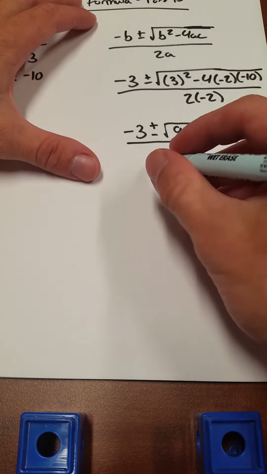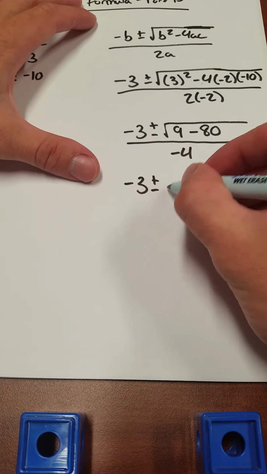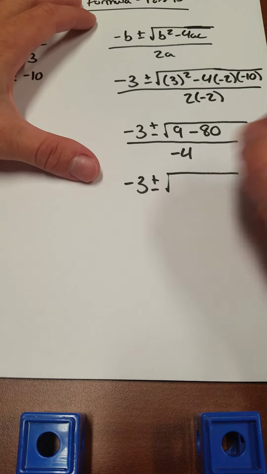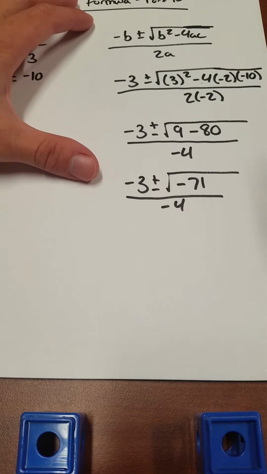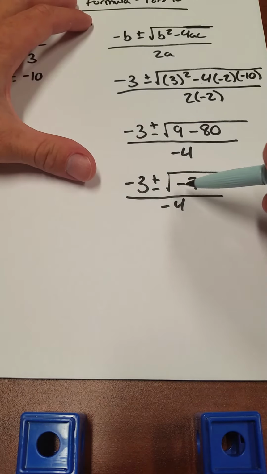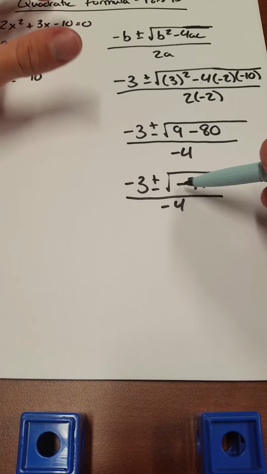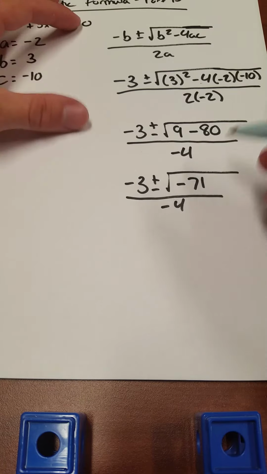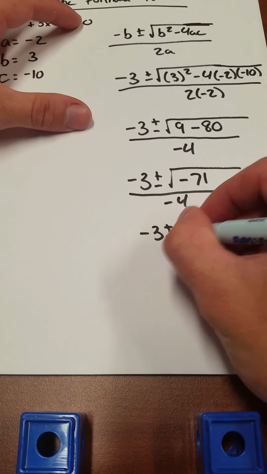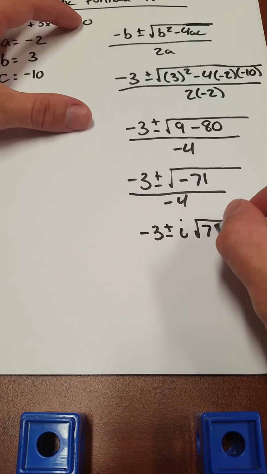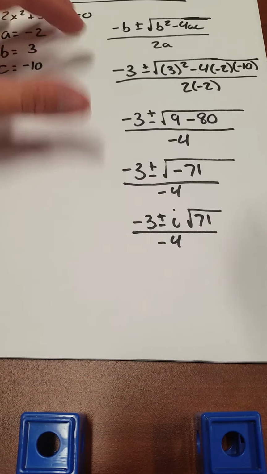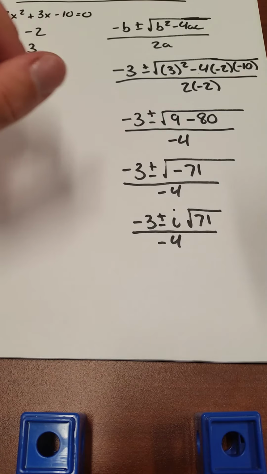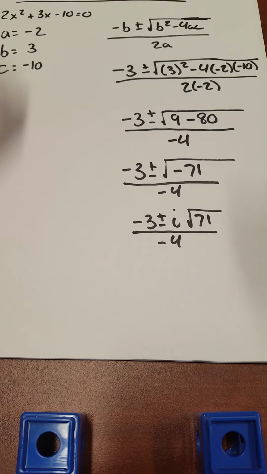I'm simplifying this a little bit further. We have -3 plus or minus the square root of 9 minus 80, which is -71, over -4. Now we need to simplify the square root. We need to try to break down 71. Remember, every time you see a negative underneath the radical, you have to take your i out. So this should be -3 plus or minus i square root 71 over -4. We can try to break down 71, but 71 is another prime number, so we're not going to be able to break that number down at all. So this is your final solution for that problem.